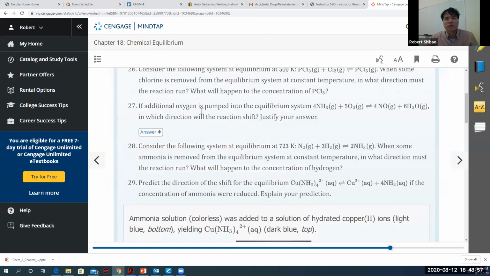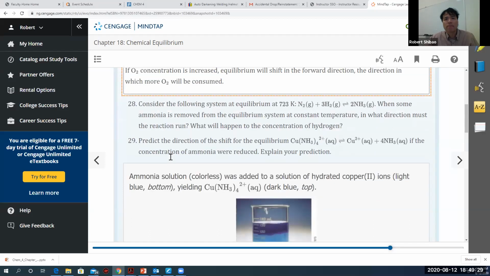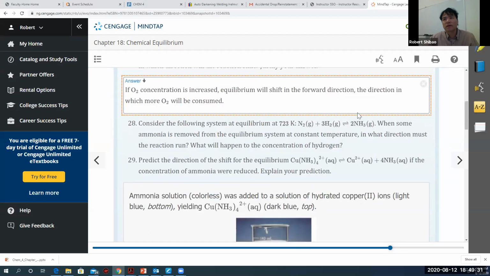If additional oxygen is pumped into the system, so here, this is another redox. This is burning ammonia. If we burn ammonia in oxygen, we can form some NO gas. In which direction will the reaction shift? If we pump more oxygen in there, it's going to burn it more efficiently. So it's going to shift forward to the right. And then it's going to reestablish an equilibrium.